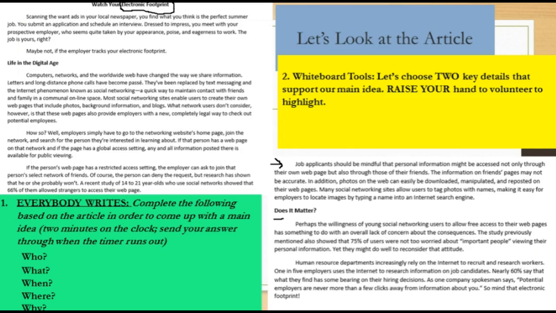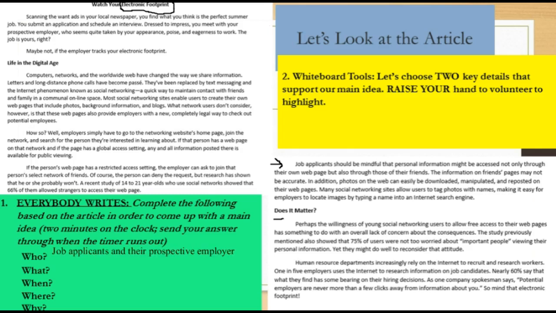Okay, so let's figure out the who, what, when, where, and why of this article to figure out what it's about. Who it's about: it's about job applicants and their prospective employers. Prospective means someone who might possibly hire you. So you could be the job applicant, and a prospective employer is someone who may be your employer. You want them to be.